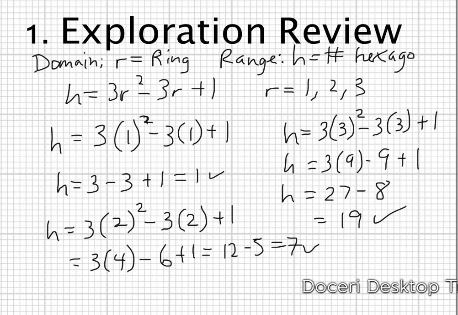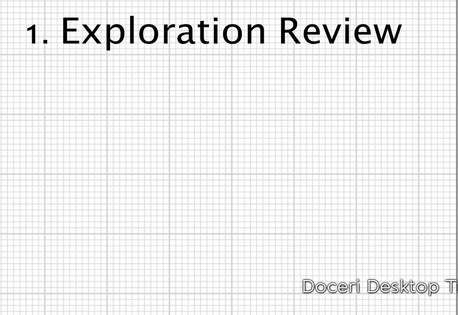And then lastly, part D, you had to use the equation to find the total number of hexagons with 12 rings. So again, we have our equation, h equal to 3r squared minus 3r plus 1.